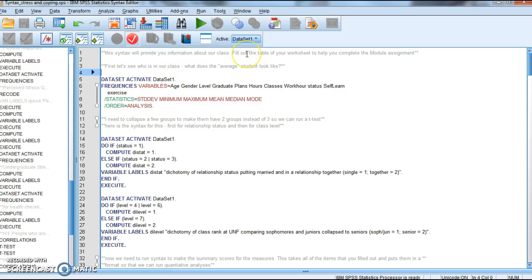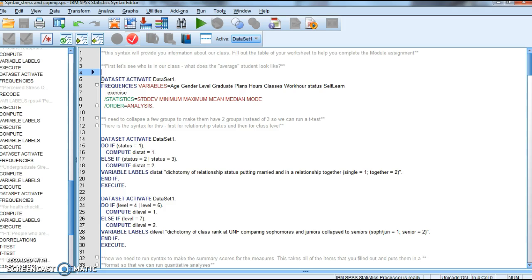So please use this to fill out the worksheet and to help you to complete your module assignment. I'm going to specifically go through everything so you actually don't have to run the syntax. I'm going to tell you exactly what the output means, so you just need to be able to interpret it based on what is in your textbook and in the articles.